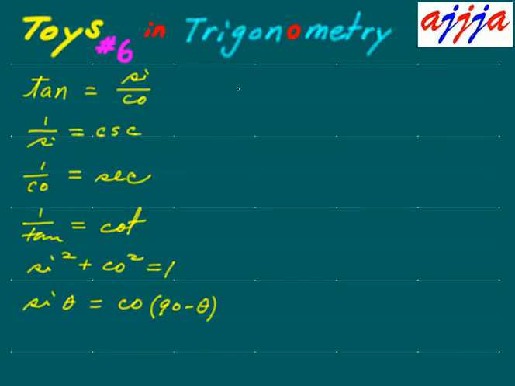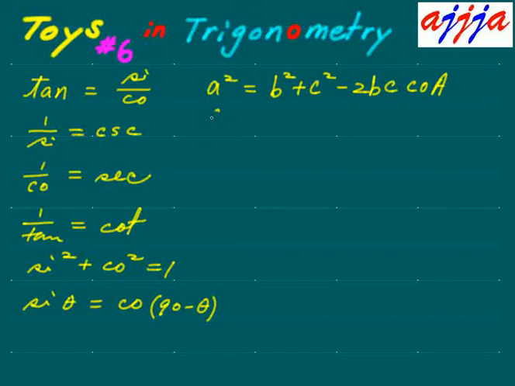You still remember the law of cosines? Law of cosines looks like this: a squared equals b squared plus c squared minus 2bc cosine A. That's it. That's very important. That's the cosine law.